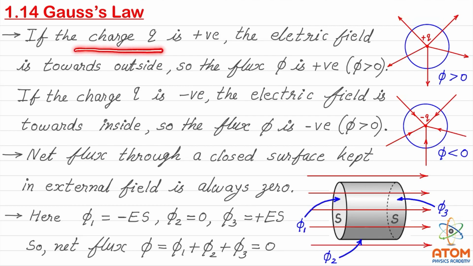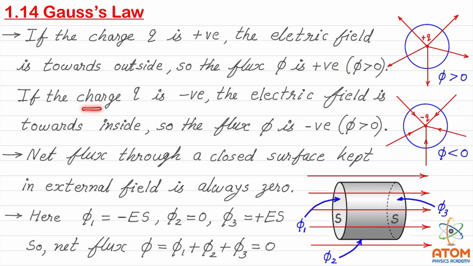If the charge q is positive, then the electric field is towards outside, obviously, and so the flux will be positive. That means flux phi will be greater than 0. Here you can see this is a positive charge and here is the Gaussian surface. So the electric field will be radially outside. In this case, the flux equation, flux phi is equal to q upon epsilon 0, will give you positive flux. The flux will be positive, greater than 0.